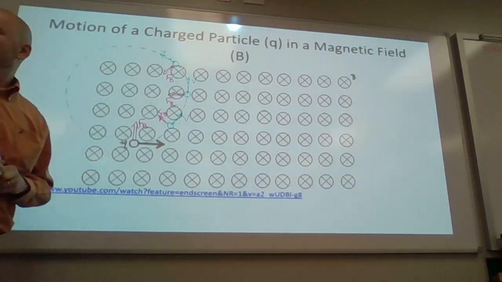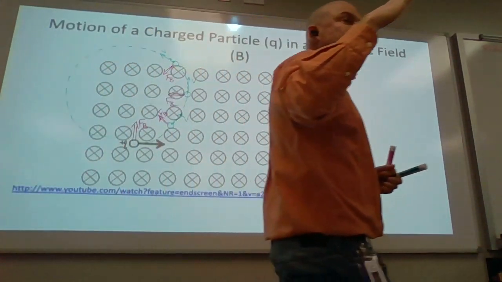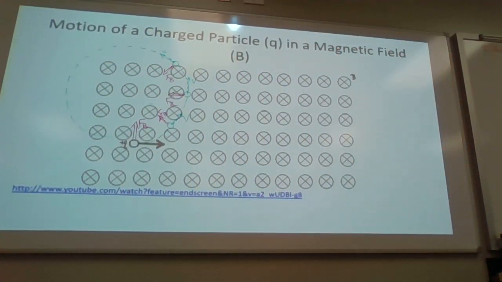You see that? How the magnetic field's always acting towards the center. So we could say in this scenario, the magnetic force is playing the role of what? Centripetal force.